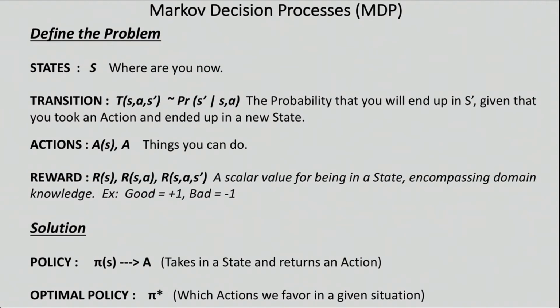And actions are always represented as A. Those are things that are available to do in the environment. And the reward, again, is a value for taking a good action or a penalty for taking a bad action. Now, the solution you derive is a policy, always represented as pi of s, which takes in a state and returns an action, and the optimal policy is always expressed as pi star, which actions we favor in a given situation.